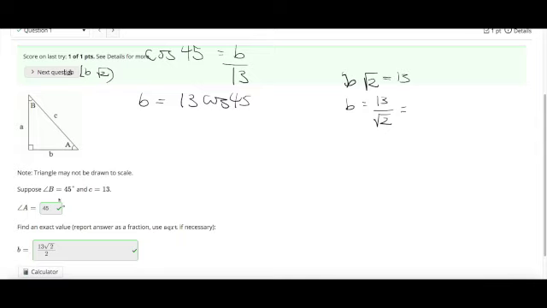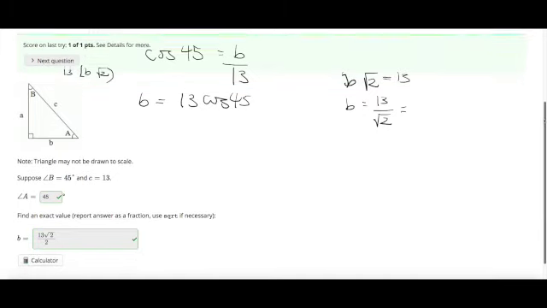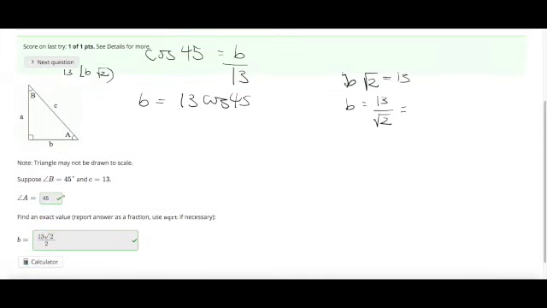That should work. Let's see. It did. I wonder if it takes 13 over radical 2. I guess I'll never find out because it won't let me put the answer back in once I finished it. But it might have worked. I'll never know. So moving on.